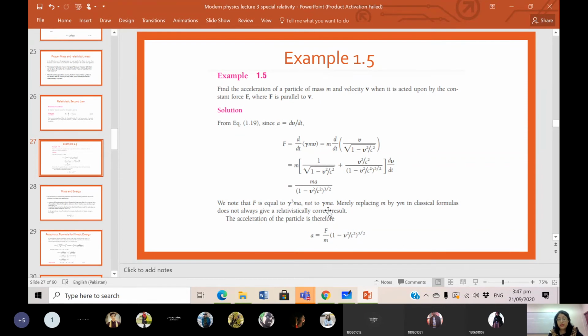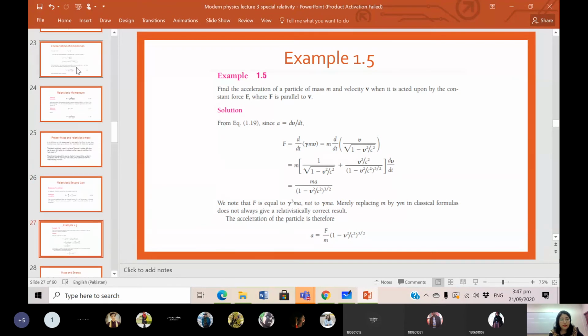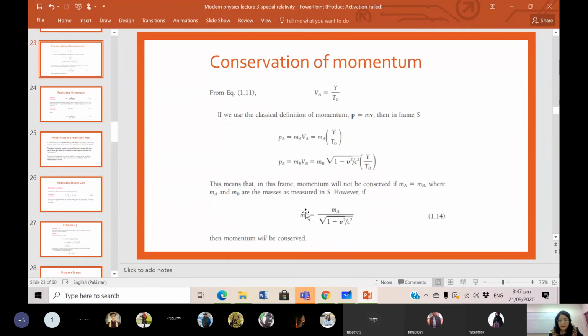Because if mass was relativistic, according to our previous formula, the formula we got over here, m_B is gamma m_A.